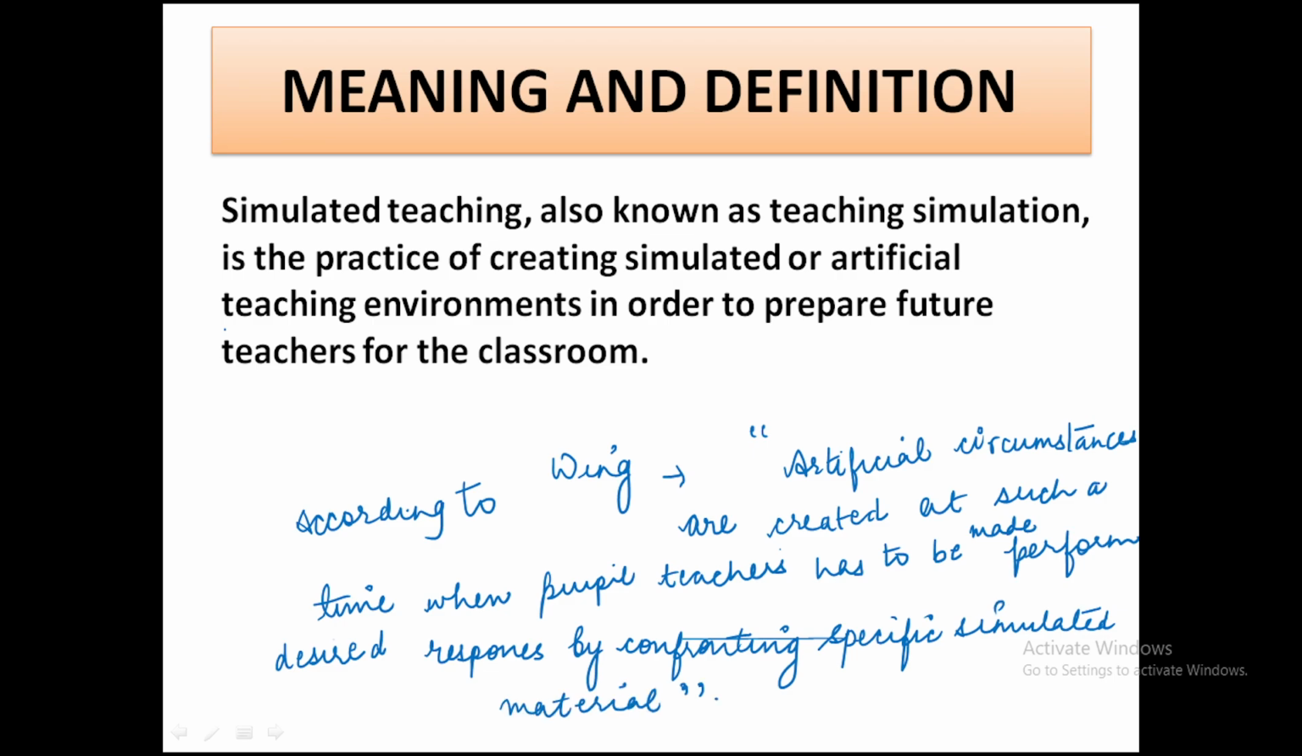So it means that if we want to perform certain skills in the class, then the pupil teacher is given that simulation, that role play, so that they will perform the same skill in the class. That's why they said that the pupil teacher is made to perform the desired responses by giving them, or by creating, the simulated environment. I hope you all understand the meaning of simulated teaching. See, it's very very easy.